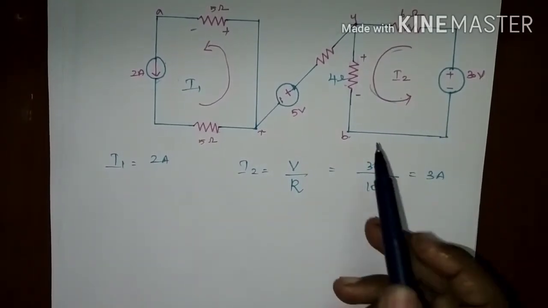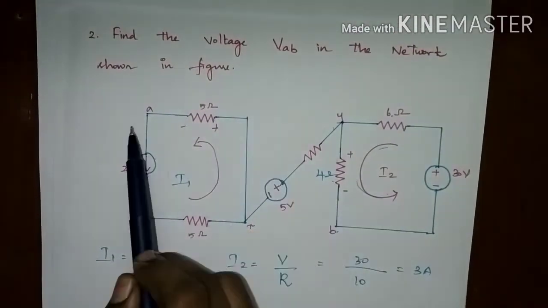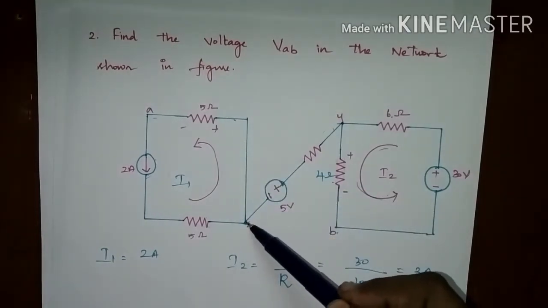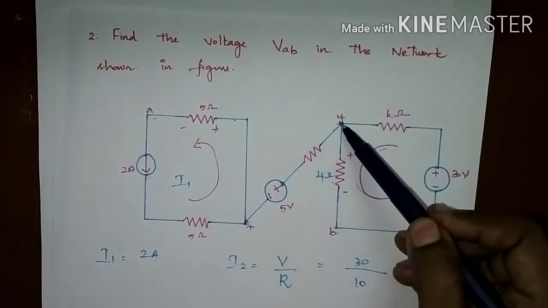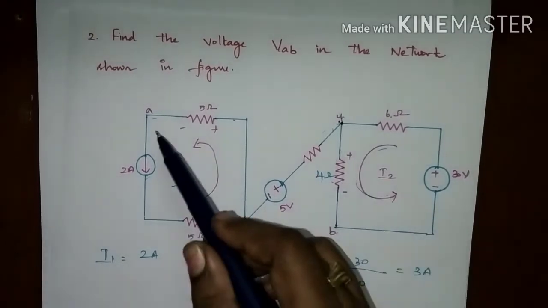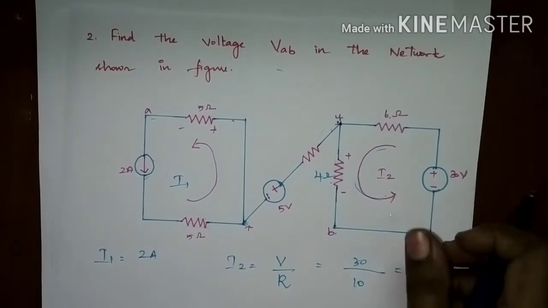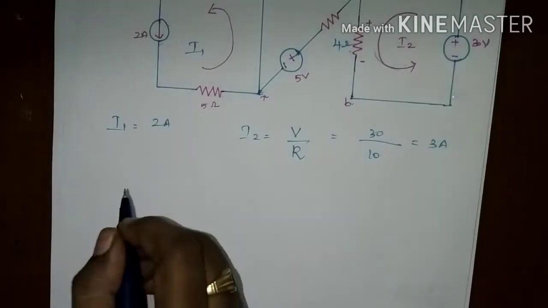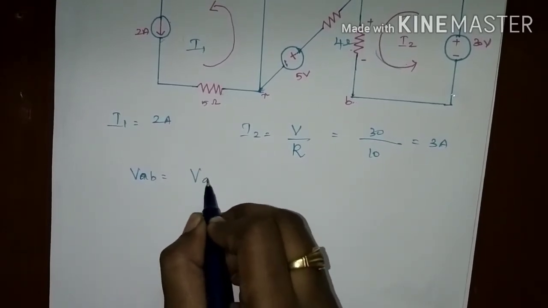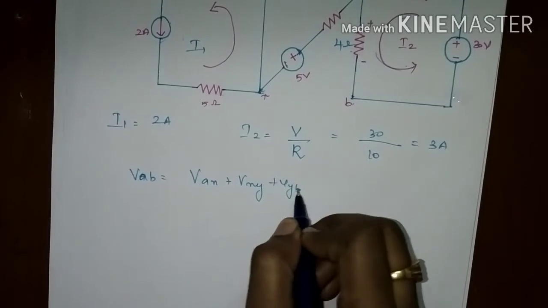Why are we finding this? Because VAB is the voltage drop across this resistance, plus the voltage drop across the nodes X and Y, and the voltage drop across Y and B. By adding all these voltages, we will get the value of VAB. So VAB can be found by summing up Vax plus Vxy plus Vyb.